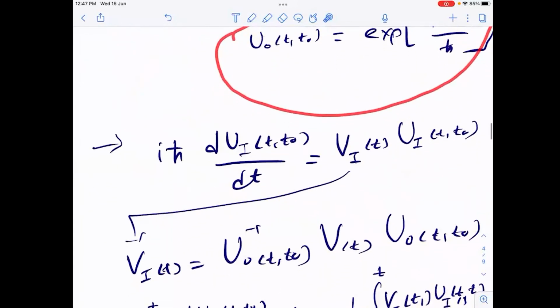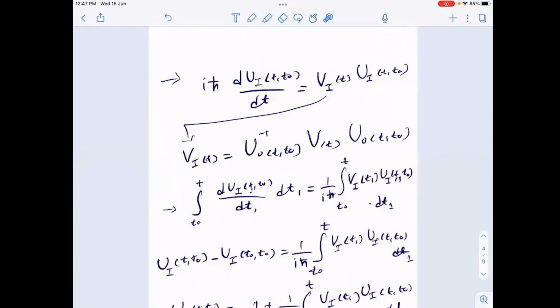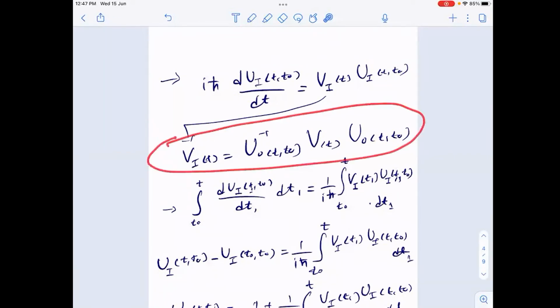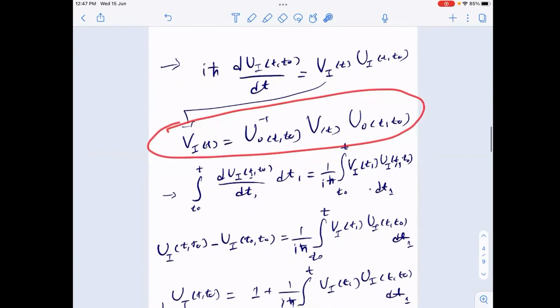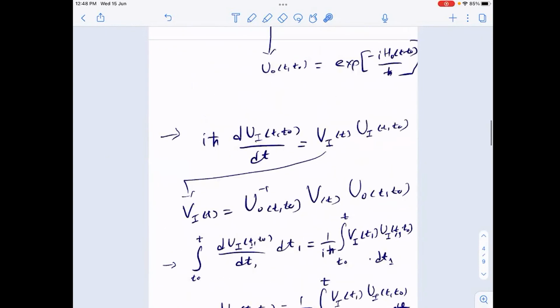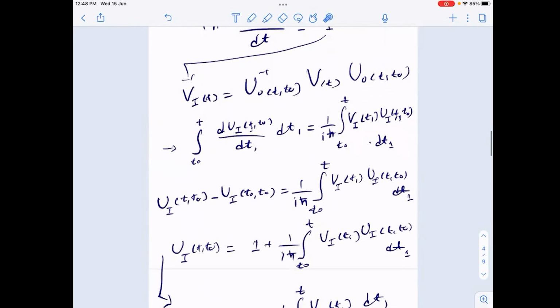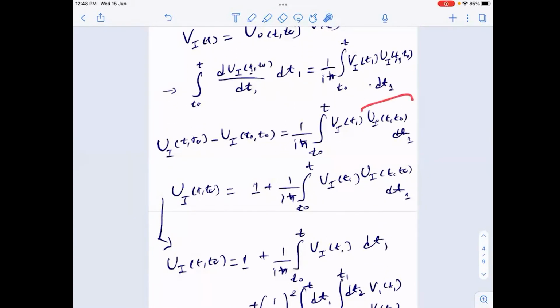And since it's an operator, we said, okay, we can use the technique that VI(t) can be considered as U0 inverse V(t) U0(t,t0). Very useful, right? It has been very useful. Then we went for the differential equation, the Schrodinger equation, where we substituted the interaction picture unitary operator, along with the perturbation, because that's the part of the Hamiltonian which is changing the Hamiltonian from H0 to H(t), which causes psi i to psi f.